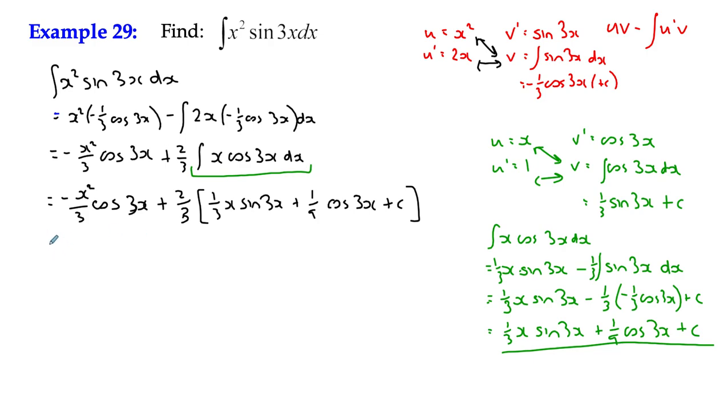And if I multiply all that out, I'll get negative x squared over 3 cos 3x. That remains the same. Multiplying out these brackets by 2/3, we get 2/9 times x sine 3x, and then 2/3 times 1/9 is 2/27 times cos 3x. Again, we could say times 2/3 c, but we don't need to. That's just going to be c, which will work out at some other point. We could take a common factor of cos 3x, but do you know what? I'm not going to bother.